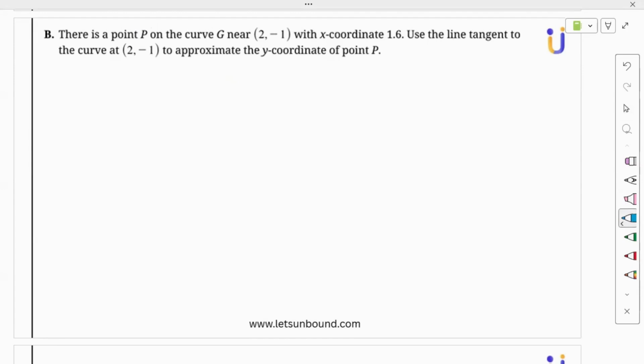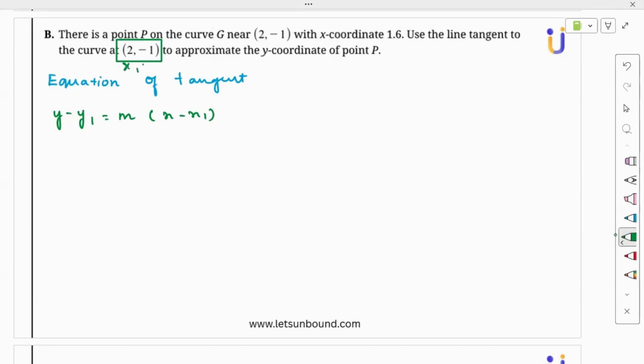First, the equation of the tangent. The main thing of tangent approximation is having the equation of the tangent. First, write down the formula: y minus y1 equals slope times (x minus x1). We are using the tangent line to the curve at this point, so this is your x1, y1. And how can you find m? Your m is nothing but dy by dx. This will give you the slope at whichever point you need, here (2, negative 1).